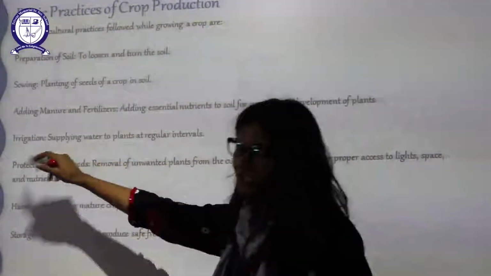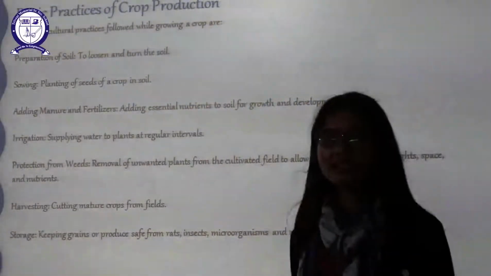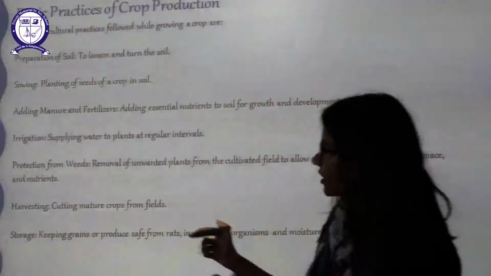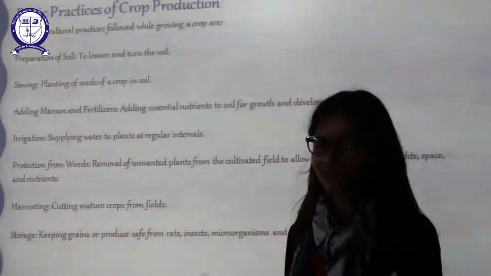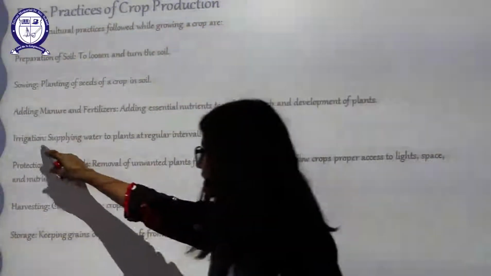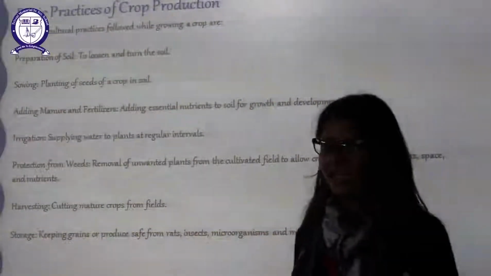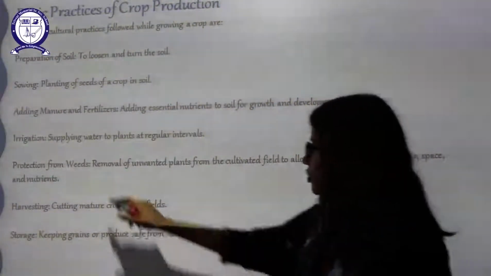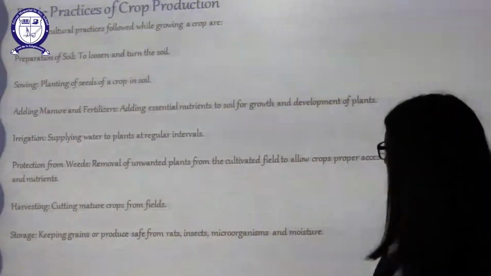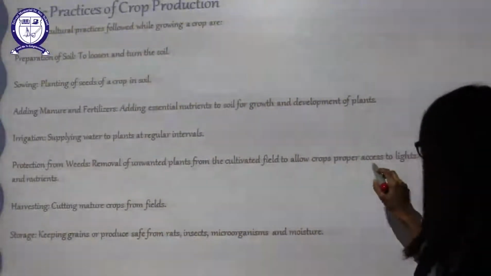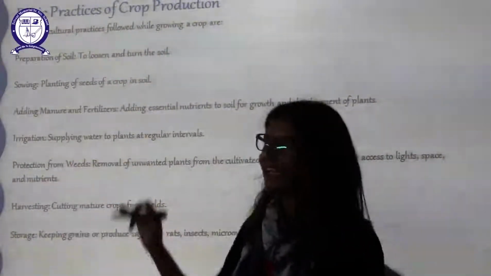Next, irrigation. We know water is an essential part of growth of the living organism. So, crops also need water, and the practice which we use to give water to the plants is irrigation. Now, we need to protect our plants from insects and weeds also. So, removal of unwanted plants from the cultivated field allows the crop to properly access light, space and nutrients. We need to remove these weeds, and this is called weedicide.